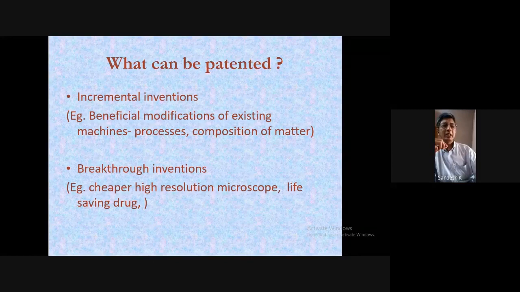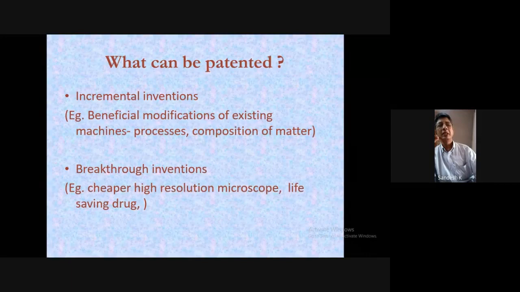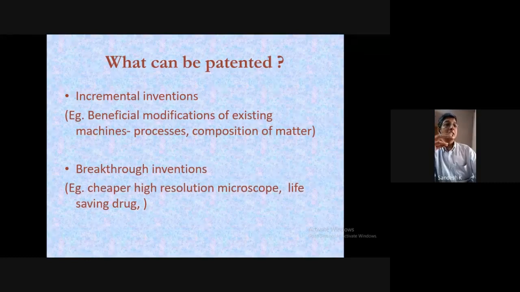But with that 10% increment, if the person buying has got say a 50% benefit, or he has saved 50% of his time because of your incremental invention, or maybe the person who is manufacturing, his cost has come down by 25%, 30% or 40%. So are you giving such benefit through your 10% or 20% increment? Then definitely it can be patented.